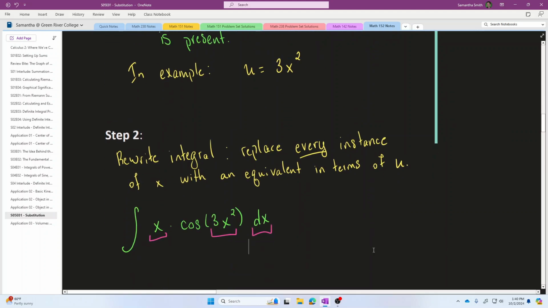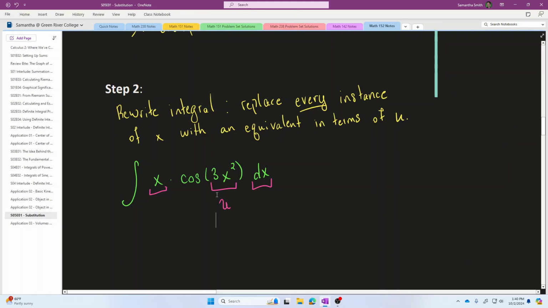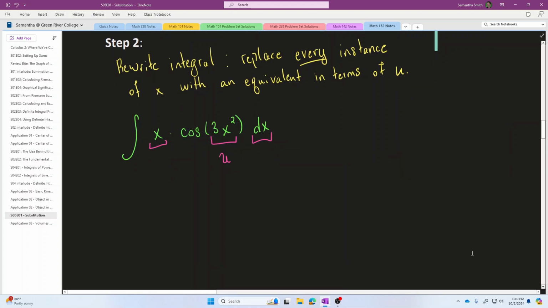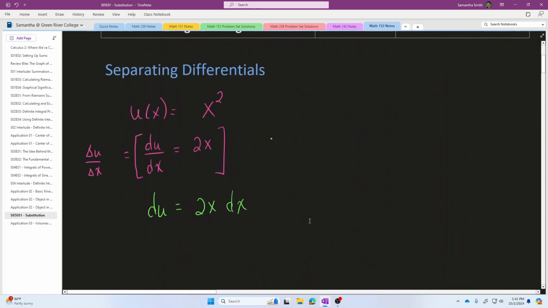So for example, since I have set u to be equal to 3x squared, then I would replace this 3x squared inside of the cosine with a single copy of u. 3x squared and u are equal, so one can be replaced by the other. I would also have to replace this dx in the expression with something equivalent in terms of u. And replacing the dx with something equivalent in terms of u, this is where I'm going to use the idea of separating the differentials, which I introduced upstairs here.